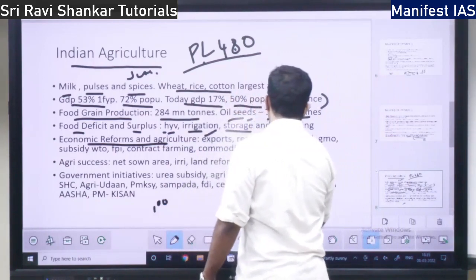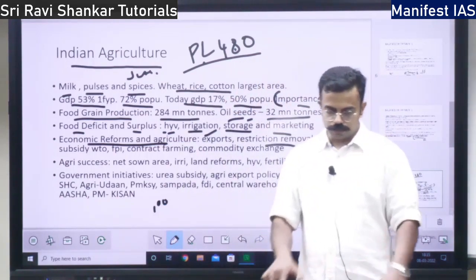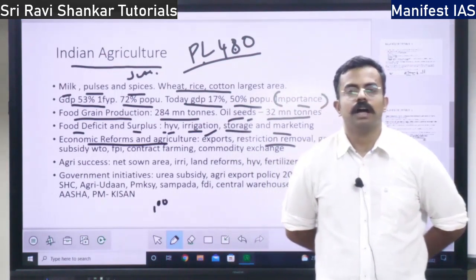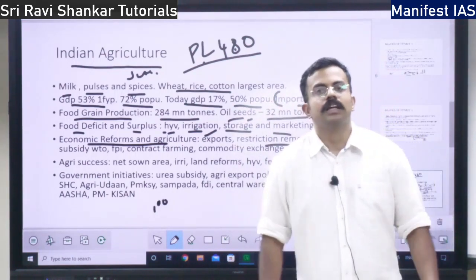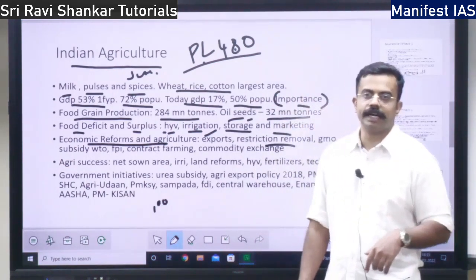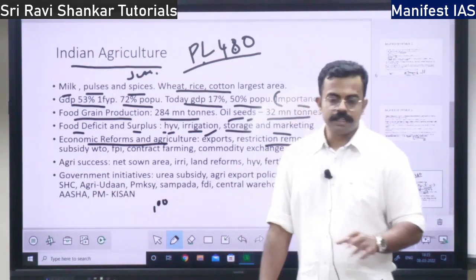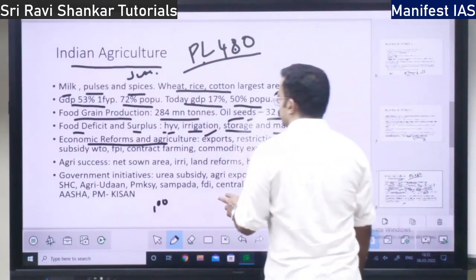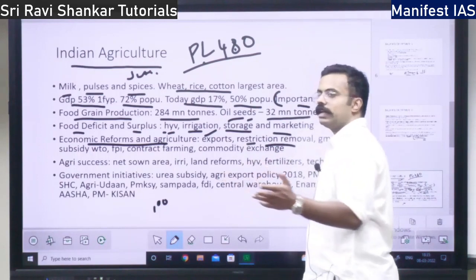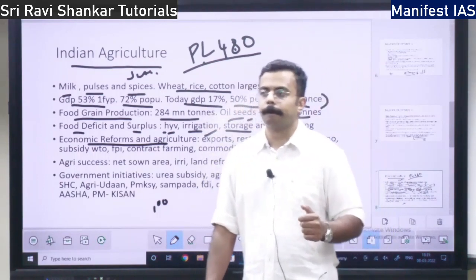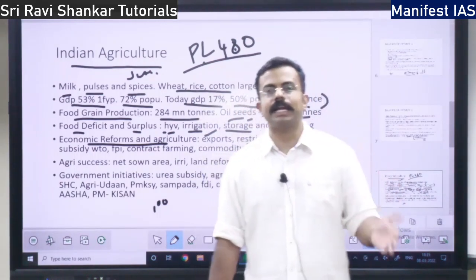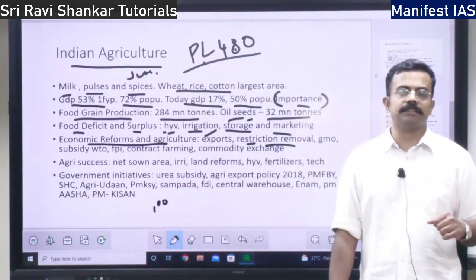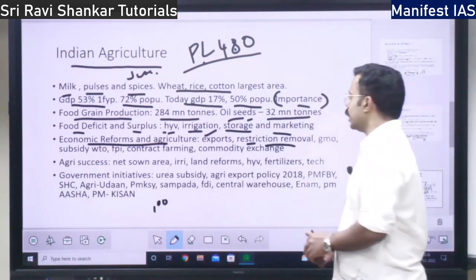Then restriction removal. See, till then there were a lot of restrictions in the economy. The restrictions were on agricultural exports, right? Also restrictions with respect to production of various products, right? Banks were restricted in lending, and there were so many market restrictions under the APMC Act, Food Corporation of India restrictions. So all those restrictions were done away with.